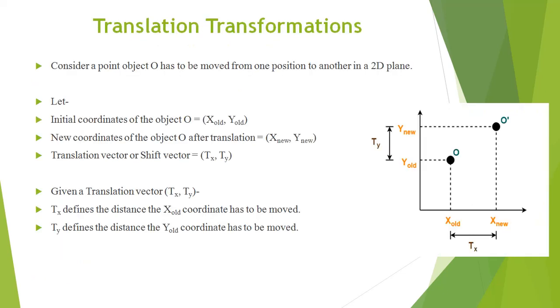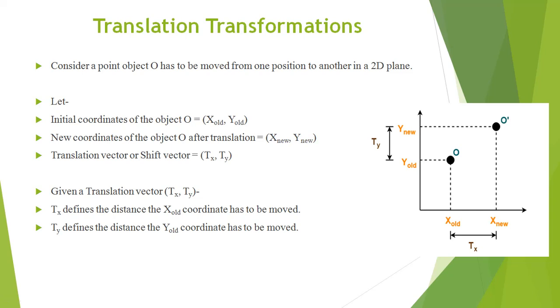In the translation transformation, first we consider a point object O that has to be moved from one position to another position in the two-dimensional plane. So we have to initialize the initial coordinates of the object. See, this is the diagram, and x old and y old are the initial coordinates. After the translation is completed, we get the new coordinates x new and y new of the object O. This is the object O. After the translation, we get the object as O dash.